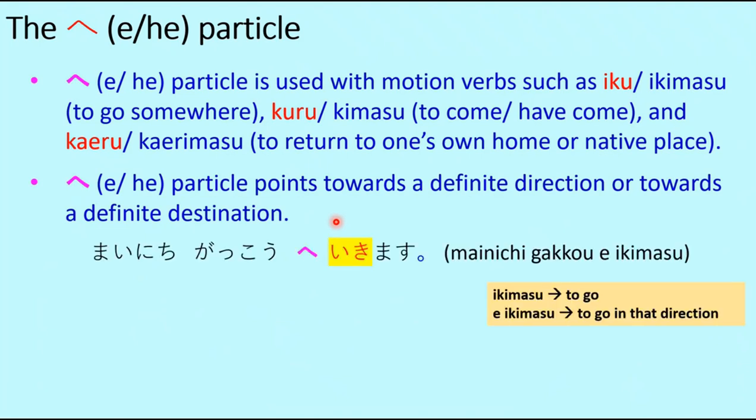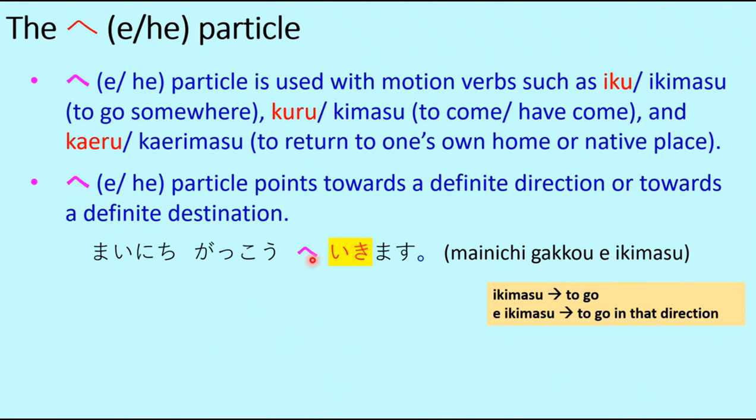For example, mainichi gakko e ikimasu. Mainichi means daily or every day. Gakko is school. Ikimasu is to go. That means I go to school every day. So ikimasu is to go, and e ikimasu is to go in that direction. In which direction? Towards the school. So watashi wa mainichi gakko e ikimasu. I go to school every day, or I go to school daily.